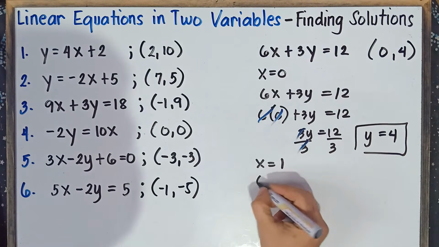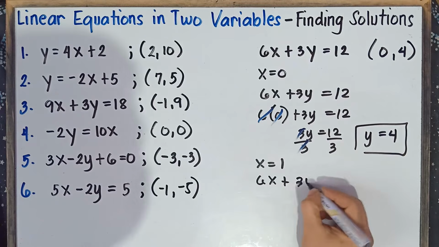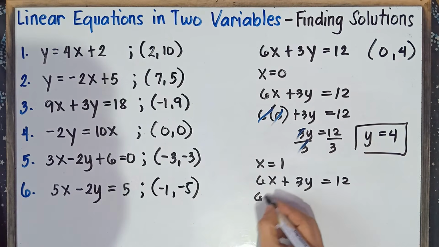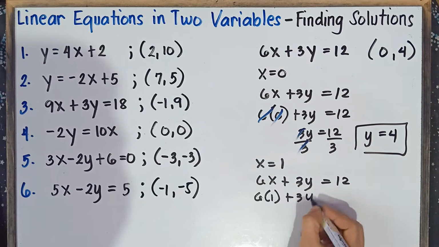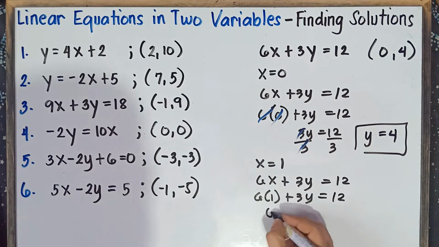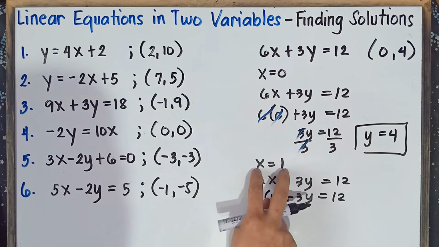So let me copy this one. 6x plus 3y equals 12. If x is equal to 1, so 6 times 1 plus 3y equals 12. So 6 times 1, that would be 6. Once again, class, we simply substitute the value of x, that would be 1.